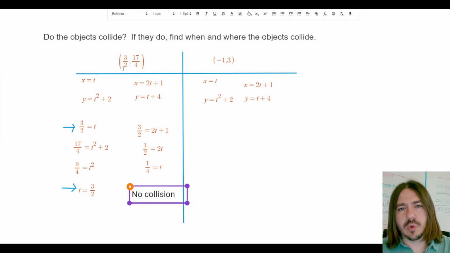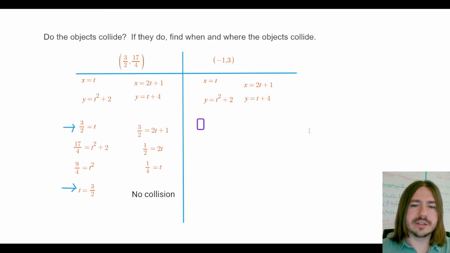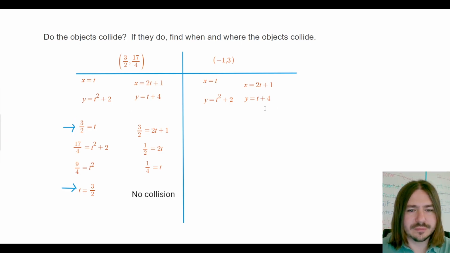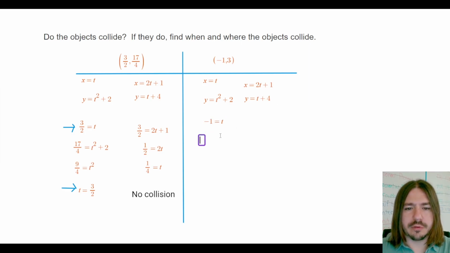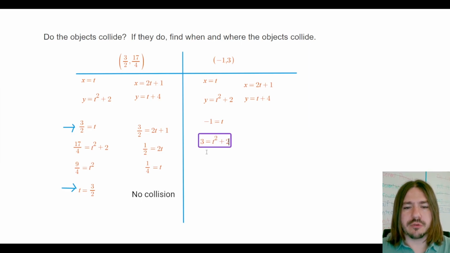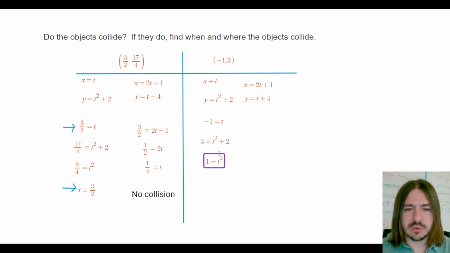Now that's just at this coordinate. We're going to test the other one as well. So for this other one, we've got x equals t. Okay, so -1 is t. And then the y should be 3 here. So 3 equals t squared plus 2. I'm going to subtract 2 from both sides. So that's going to give me 1 equals t squared. And then if I take the square root of both sides, I do get plus or minus 1.